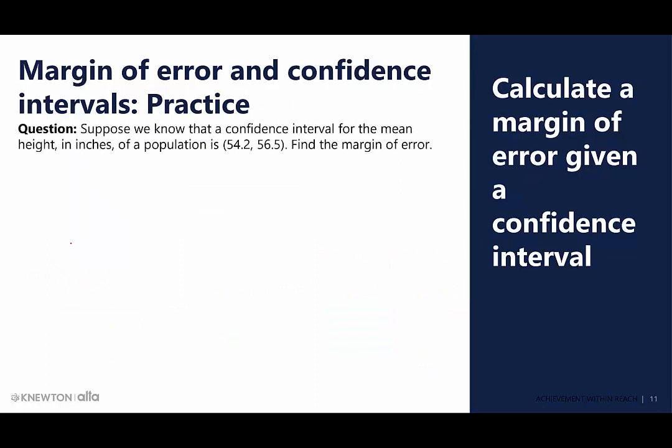So we have the following confidence interval that goes from 54.2 to 56.5. Our job is to find the margin of error. This is a confidence interval for a mean height. To find your margin of error, I'm going to use the symbol E. Margin of error equals, we take 56.5 minus 54.2, and we need to take that difference and cut it in half. So divide it by 2.